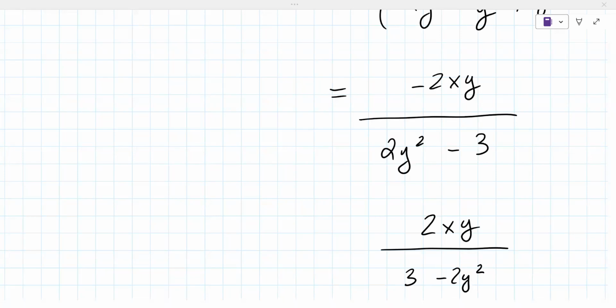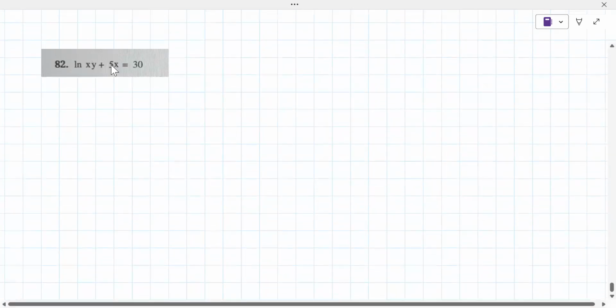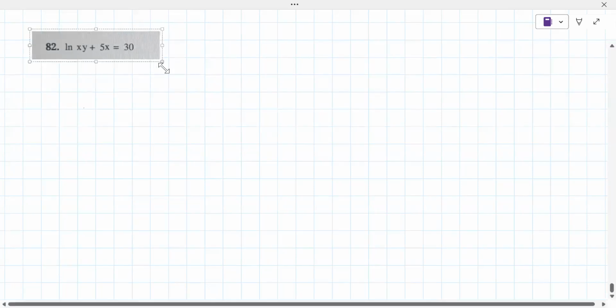So we don't have a ton of time. We should do 82 though to kind of close out here. So 82, natural log there right in the beginning. That's really where I thought they were going to go with these. So the derivative of natural log is 1 over the inside function.